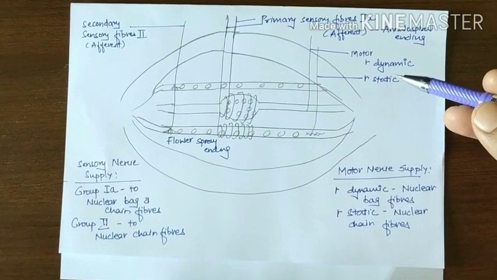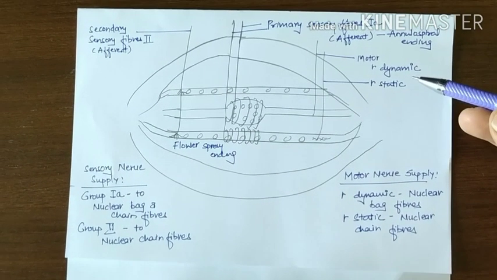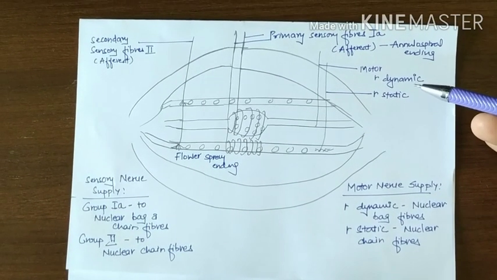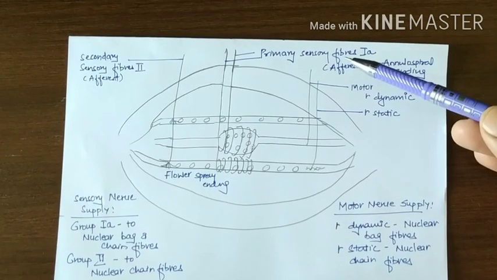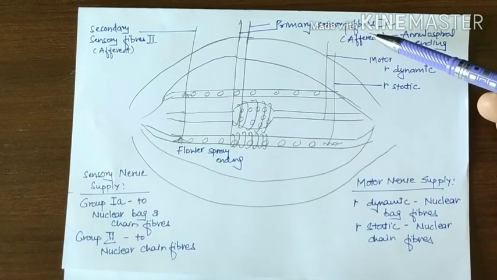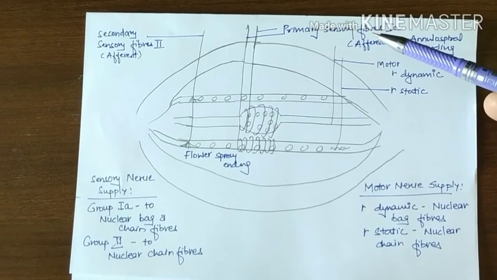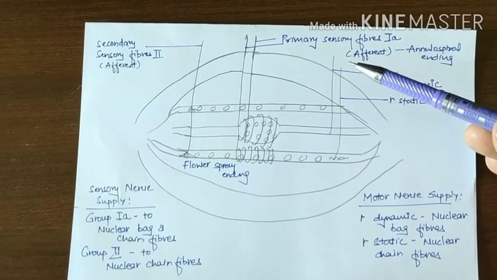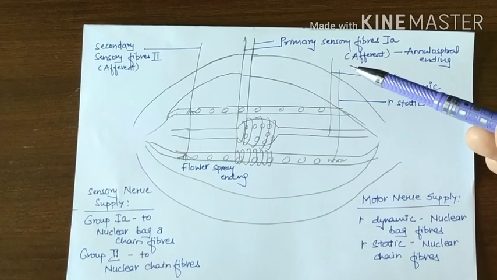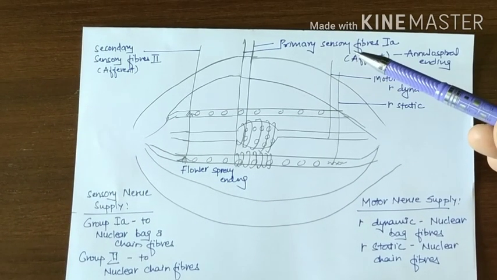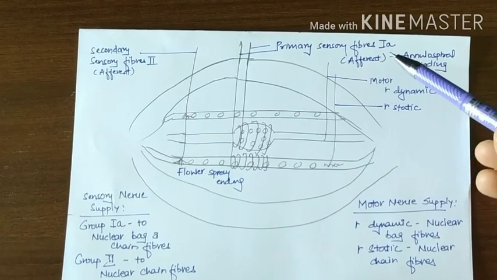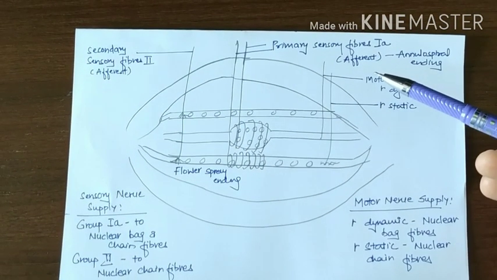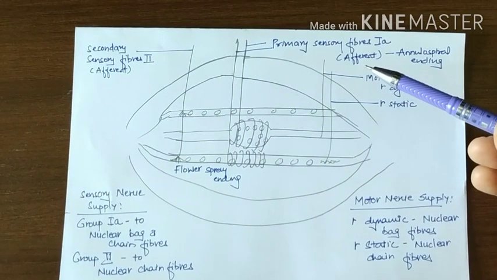Now we discuss the nerve supply of the muscle spindle. The muscle spindle has both afferent and efferent nerve supply, that is, sensory and motor nerve supply. Starting with the sensory fibers, you can see here, these are primary sensory fibers. As we have discussed, the central part of the intrafusal fibers is non-contractile, but it receives sensory fibers. Now, there are two types of sensory fibers. Number one is known as group 1A fibers, and second is group 2 fibers. We will discuss them.